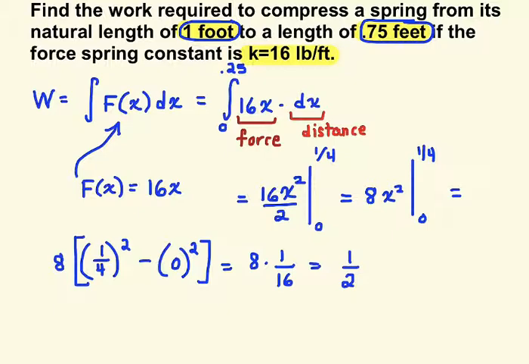Let's get our units right. This is 1/2 foot-pounds. Okay, so that is the work that is done to compress the spring. All right, let's try another problem. And here, let me box our answer. There's our answer. It's 1/2 of a foot-pound to compress that spring 1/4 of a foot.